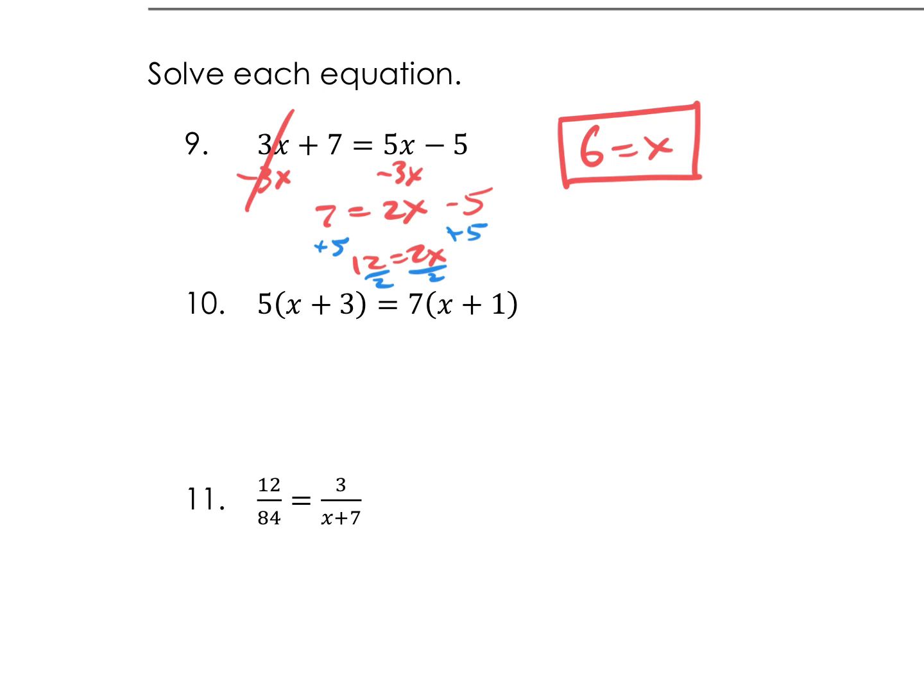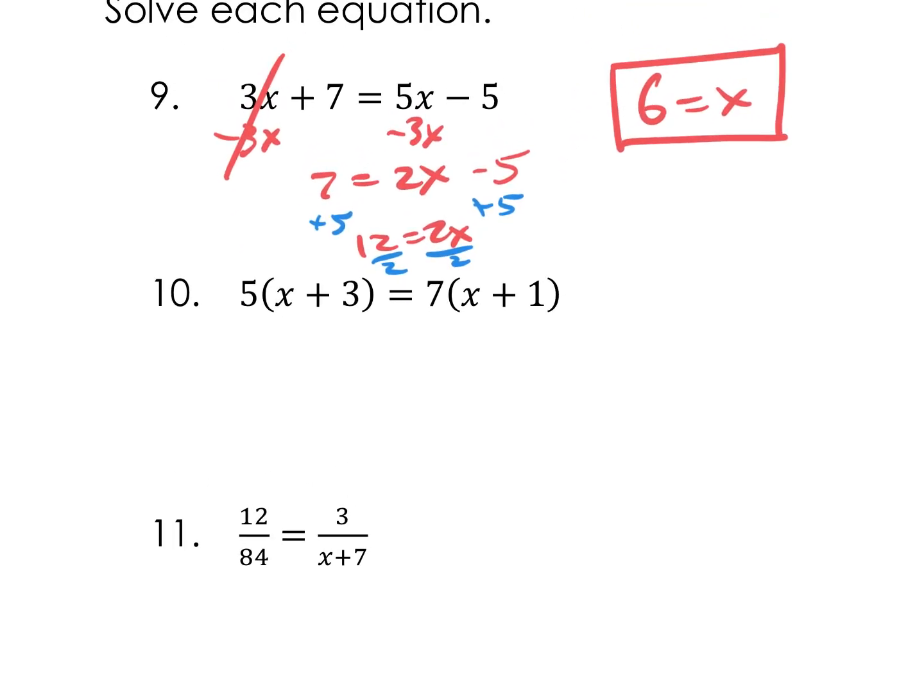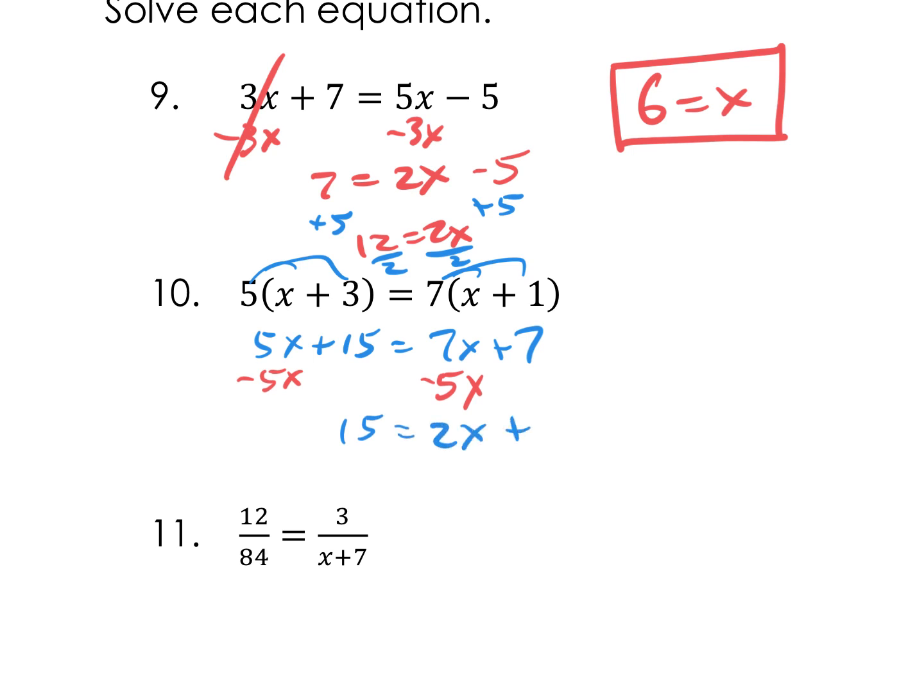All right. Number 10, we need to simplify first. So let's distribute this 5 out here. We have 5x plus 15. And let's distribute this 7 out, so equals 7x plus 7. Now it looks like number 9. So what we need to do is get all the x's to one side. You choose. I'm going to go ahead and subtract the 5x because that'll keep it positive. If I went the other way around, it'd be negative, 5 minus 7 is negative. But that's good. So 2x plus 7.